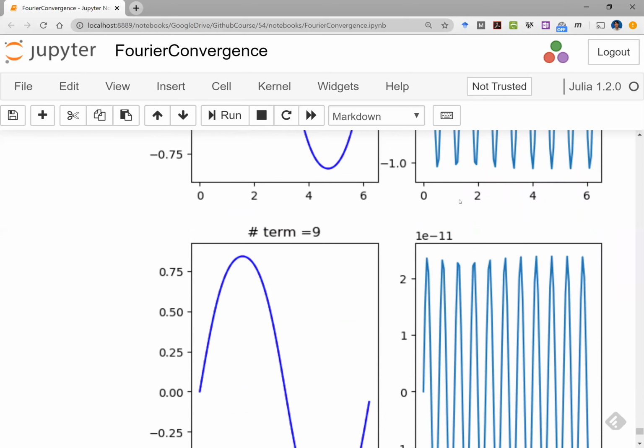So indeed, as the smoothness of the function becomes better and better, the performance of the Fourier series also becomes better and better. Any question?